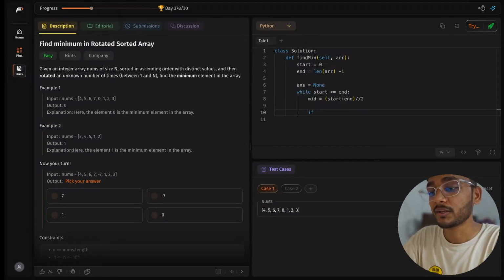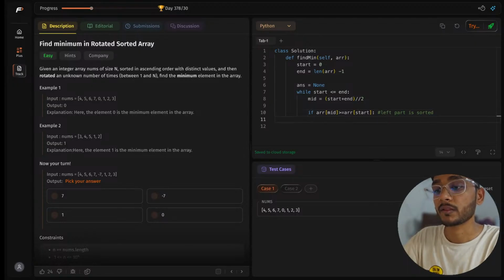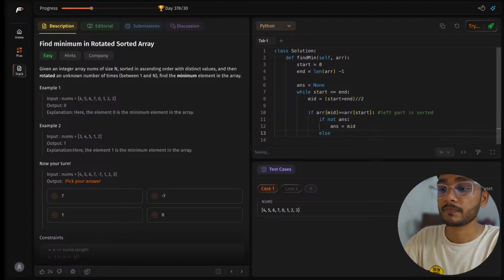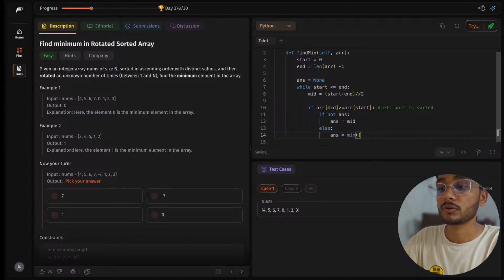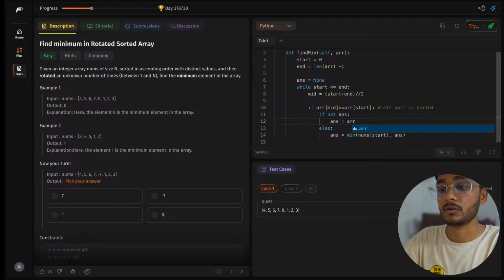If nums of mid is greater than or equal to nums of start, that means the left part is sorted. So if not answer, then answer equals mid, else answer equals min of nums of mid, nums of start and answer. That will be the min number, and here answer equals array of mid. Here why will it be mid? Array of start only.